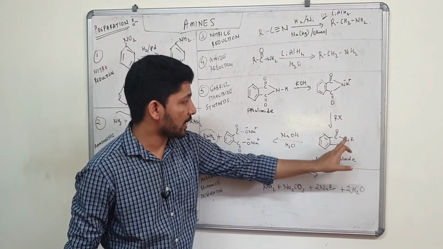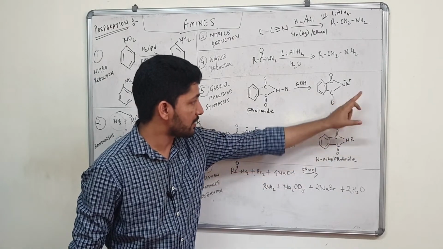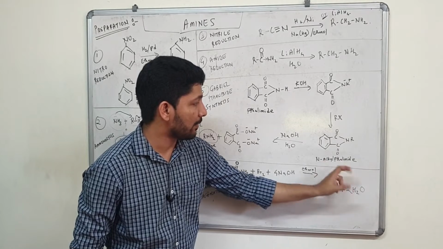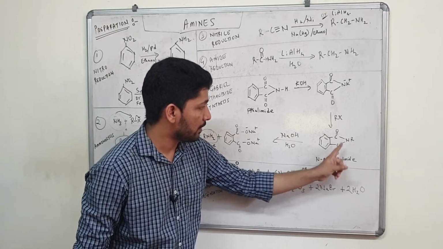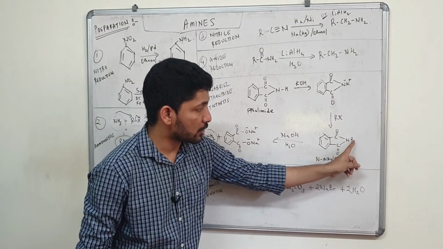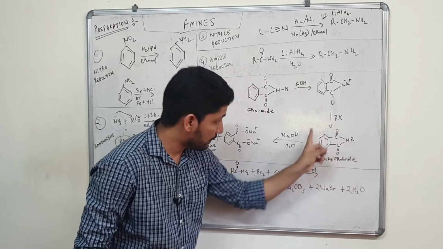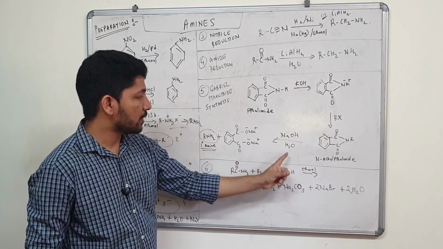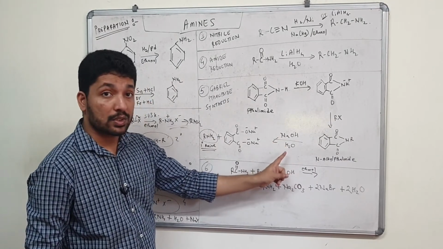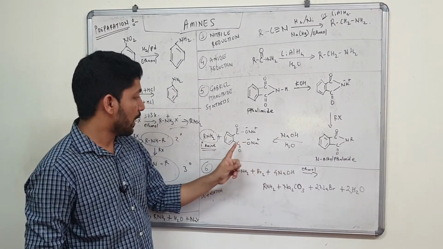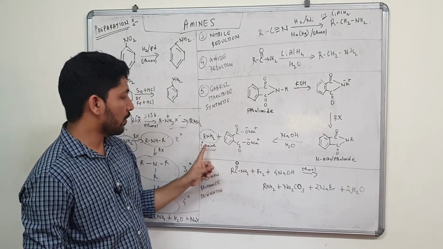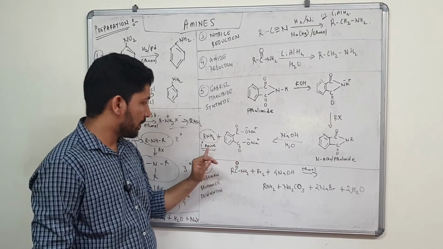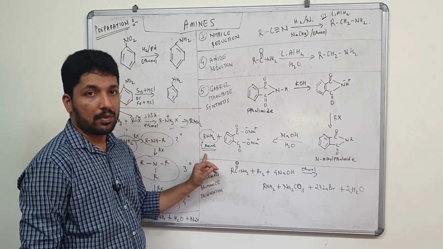Which further reacts with RX. Now see what happens. K is removed, R is coming over here. This name is N-alkyl phthalimide. Can you see N-alkyl phthalimide? So N is attached to an alkyl group, so N-alkyl phthalimide. And further it reacts with aqueous NaOH, and you get this compound along with primary amine. This is just a byproduct, but this is your main aim to get.